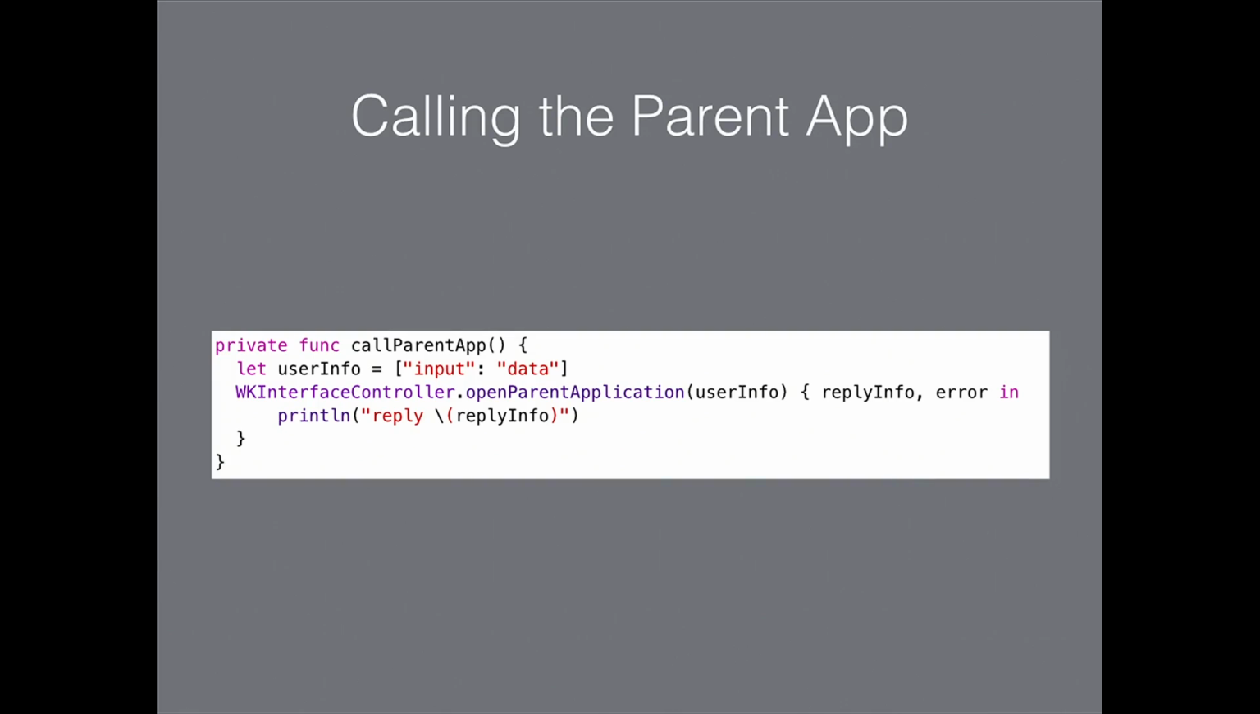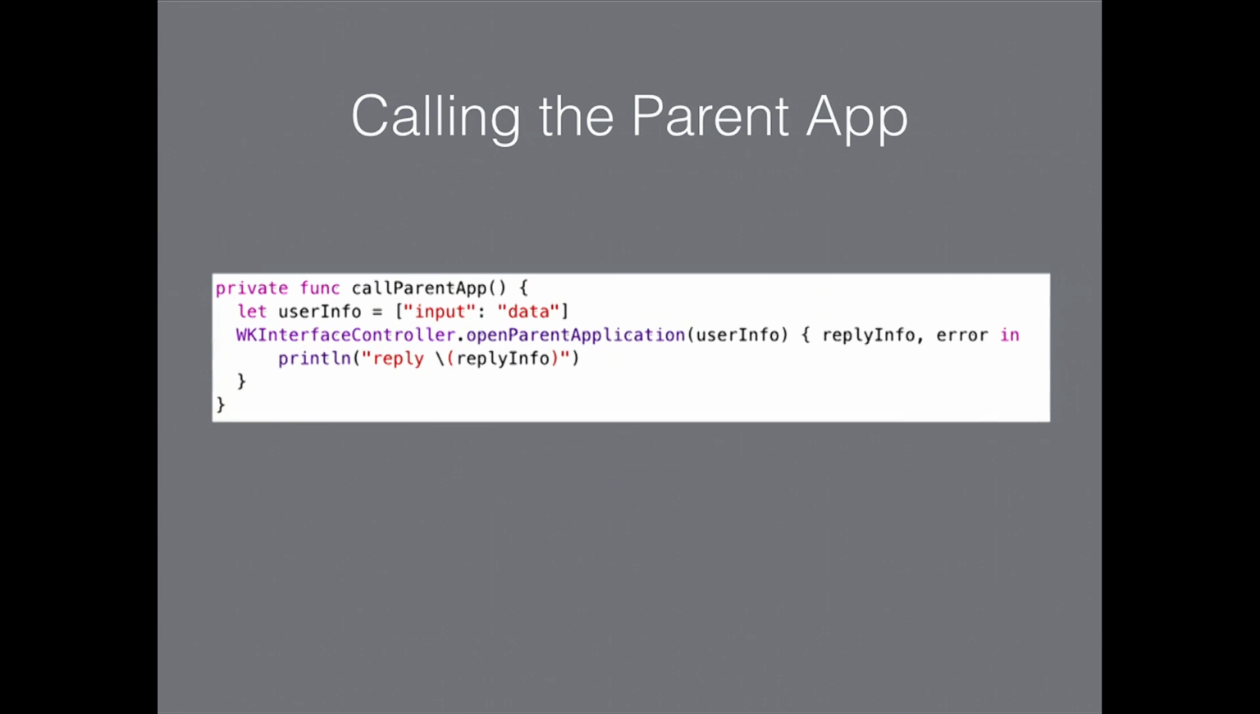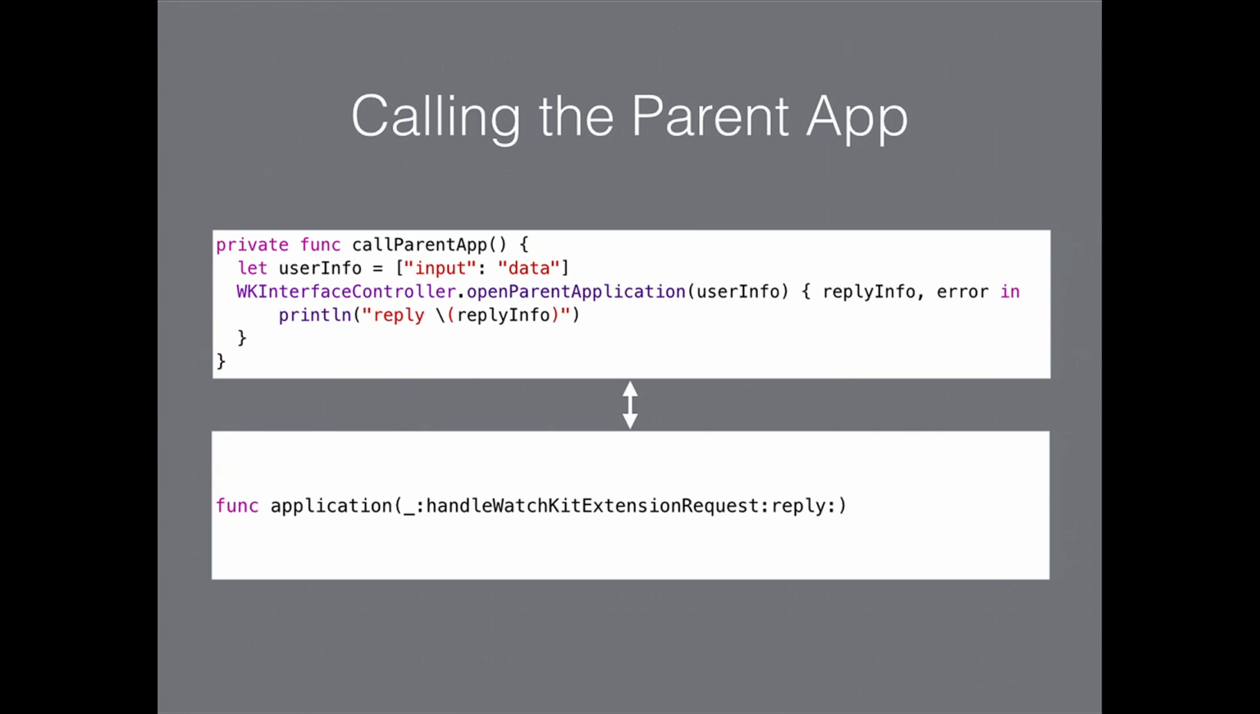So calling this API is very similar. Basically, in WKInterfaceController, there's an API openParentApplication, and you pass it a user dictionary, and you get back a dictionary from the iOS app. Then on the other end, in the iOS app, you have another UIApplicationDelegate function, and this is where you handle this request. And you should wrap it in beginBackgroundTaskWithExpirationHandler, to have the maximum time available for this background request.